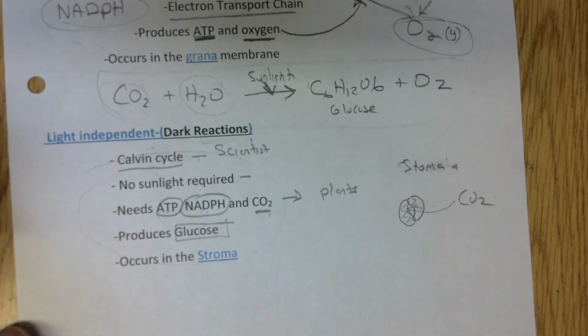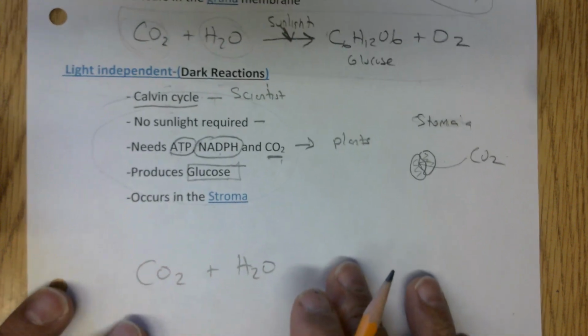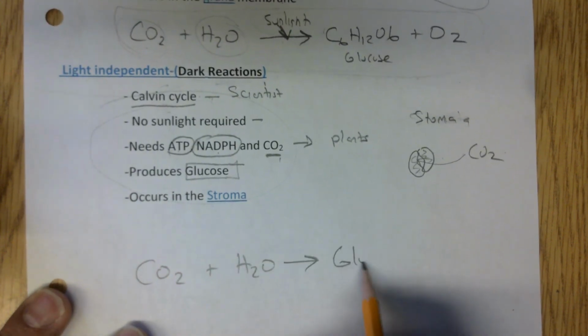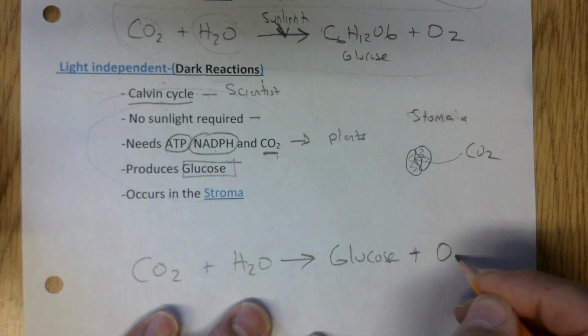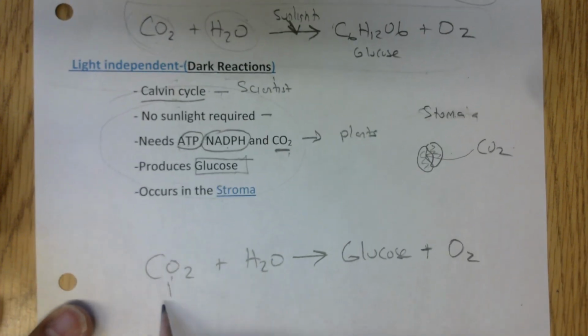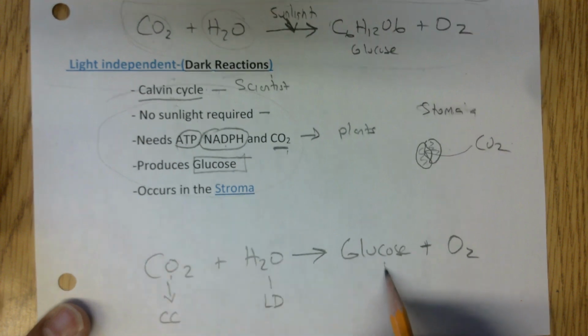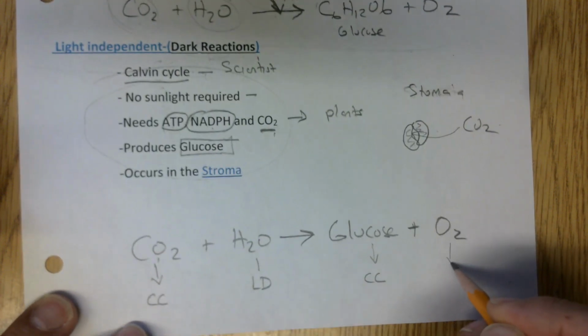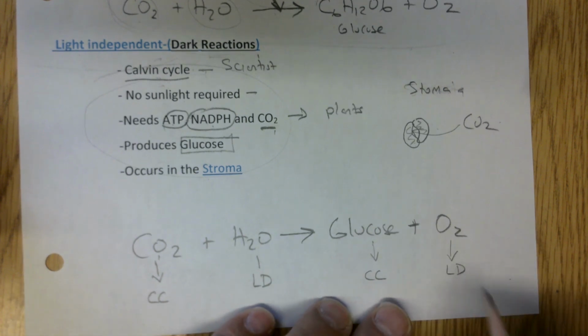Okay, so if we look at this one more time, look at this equation: CO2, glucose and oxygen, right? So this right here is used in the Calvin cycle. This is used in the light dependent. This is created in the Calvin cycle, and this is created in the light-dependent reactions.